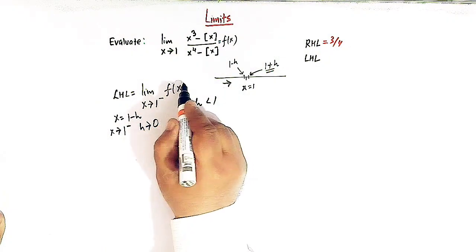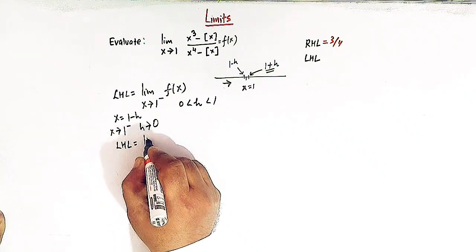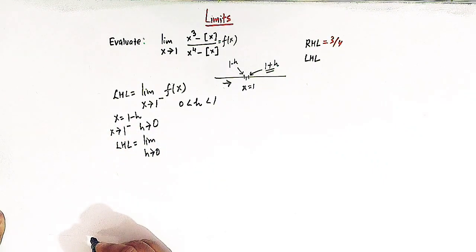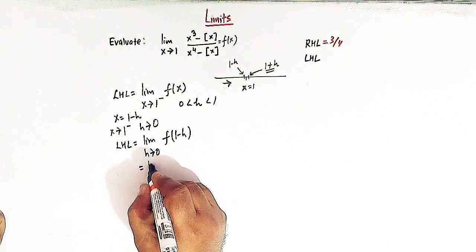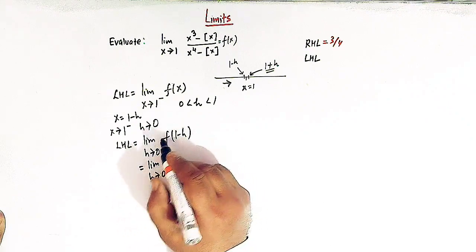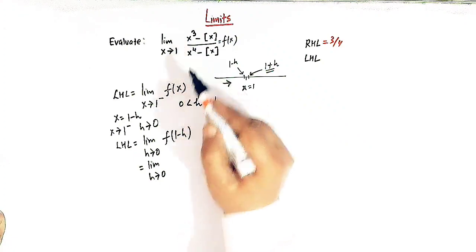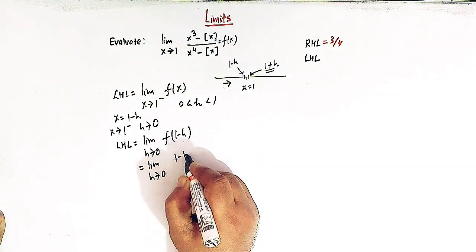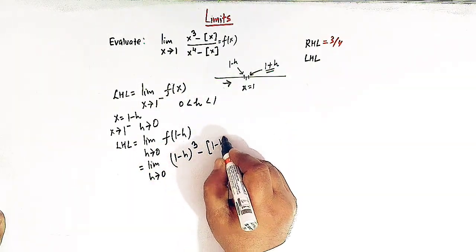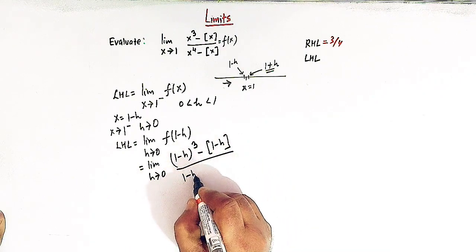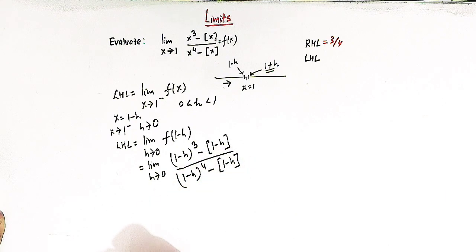So now expressing this limit in terms of h, the left hand limit is given by limit h tends to 0 of f of 1 minus h, right? Okay, so now we'll find the value of f of 1 minus h by replacing x by 1 minus h. So we have (1 minus h) cube, then we have here the greatest integer of 1 minus h, then we have here (1 minus h) raised to 4 minus the greatest integer of 1 minus h, right?